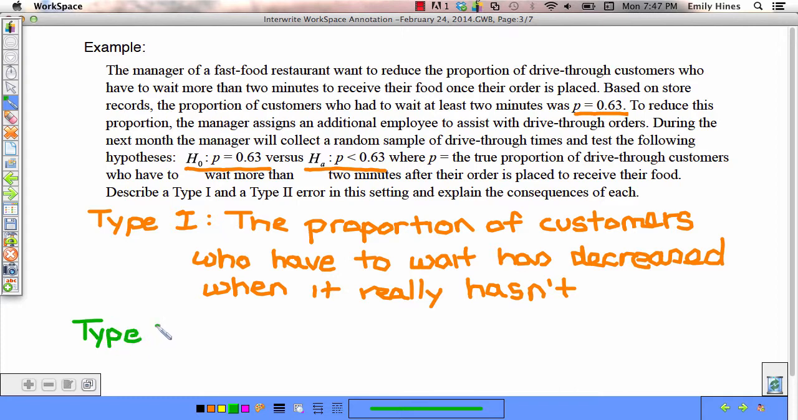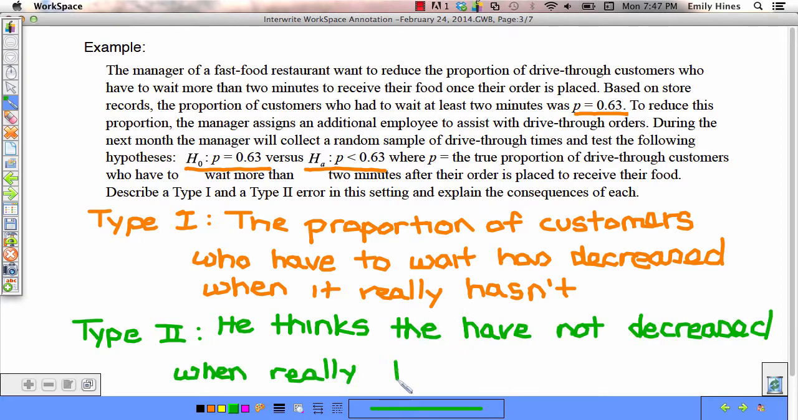Okay, and a type 2 error would be the opposite. He thinks it has not. He thinks the times have not decreased when really they have. And the consequences of this would be he thinks that extra drive-through employee is not helping, so he takes them away when really they were helping. So, things like that.